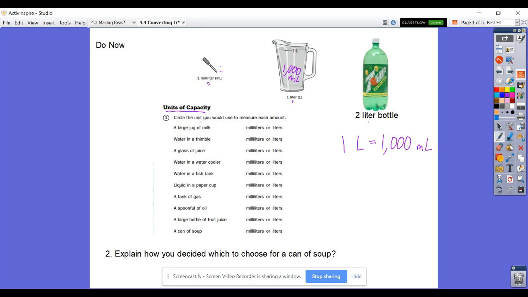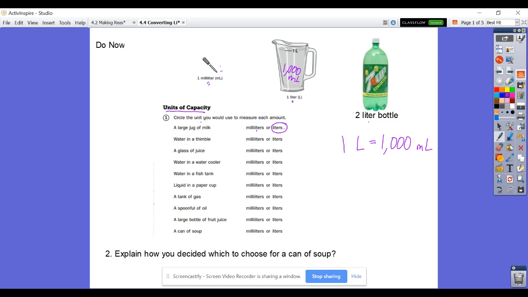Circle the unit you would use to measure each amount. So for instance, if I'm thinking of a large jug of milk, oh my goodness, I don't want to measure that in teeny tiny milliliters. That would take me forever. I would use liters. And you've probably seen that when you bought milk. If you pay attention to the label, it'll even say how many liters it is. It wouldn't say how many milliliters. Okay, so I did the first one for you. I want you to pause the video and try the rest on your own. Play back when you're ready to reveal the answers.